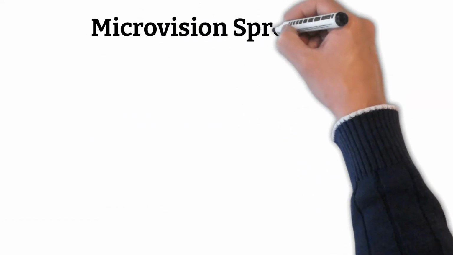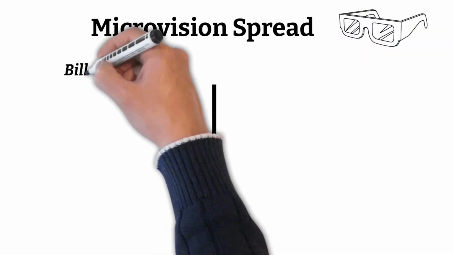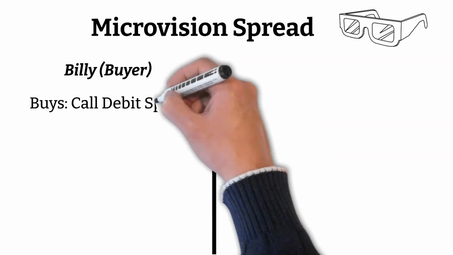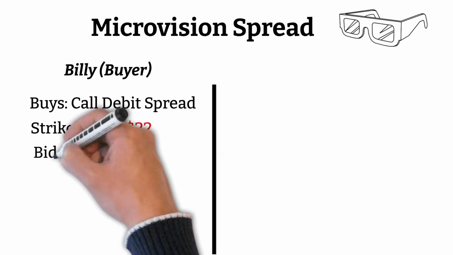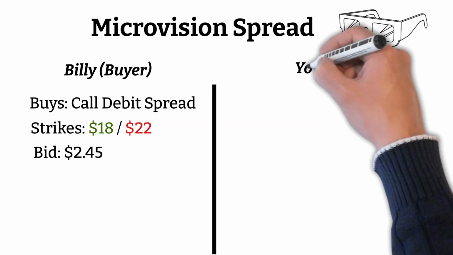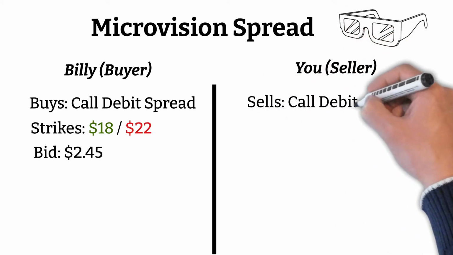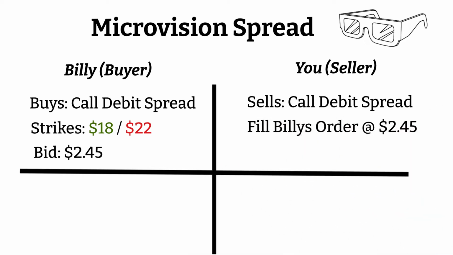To really drive this home, we'll use a Microvision spread as an example. We'll say that Billy is bullish on Microvision, so he buys a call debit spread with the strikes of $18 and $22. After evaluating the bid-ask for the two different strikes, he enters in a bid of $2.45 for the spread. You decide to go ahead and sell him that spread for $2.45 because you're bearish on Microvision and believe that the price is going to drop.